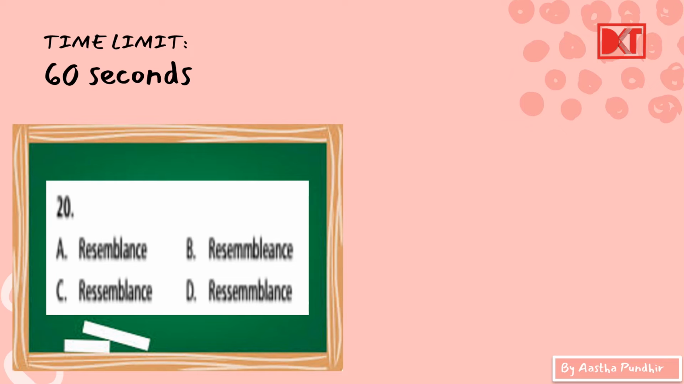Alright, the next word here we have is resemblance. Now resemblance means having sort of a similar appearance with someone or something. Okay, similar appearance. Here the correct spelling is A. R-E-S-E-M-B-L-A-N-C-E. Okay.